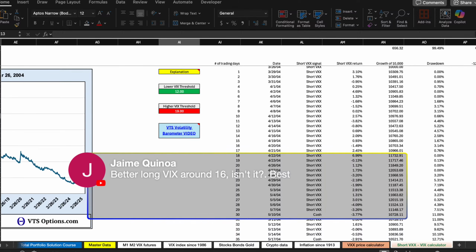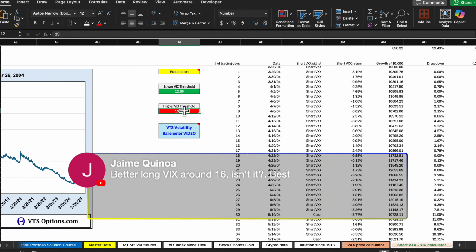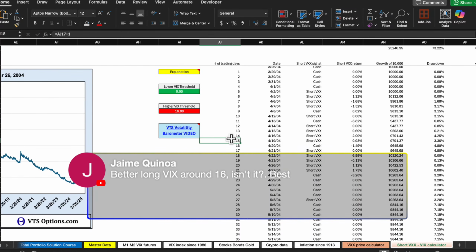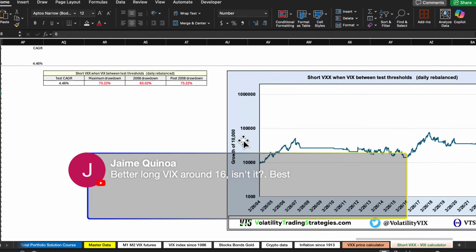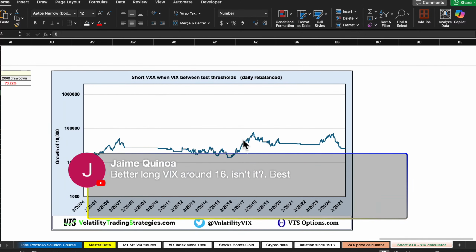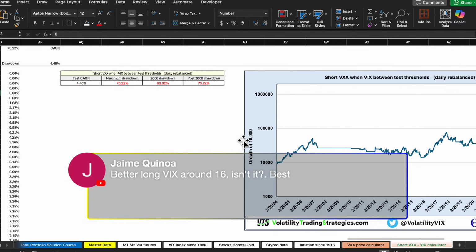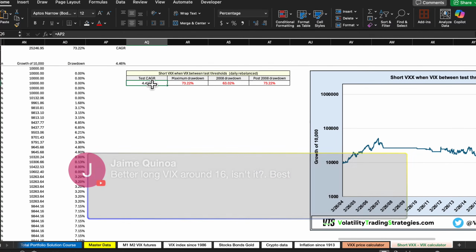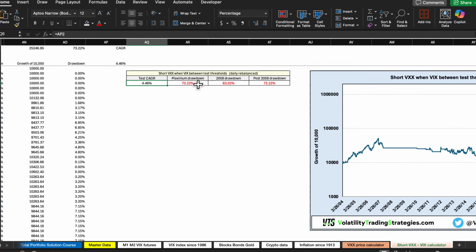Long volatility, long VIX around 16. Okay, that is interesting. So where are you short? Let's just say zero, let's just say you have no lower threshold. I've never seen what this looks like, but I'm guessing it's terrible. Yeah, this is not good. This is 4.4% annualized with a 73% drawdown.